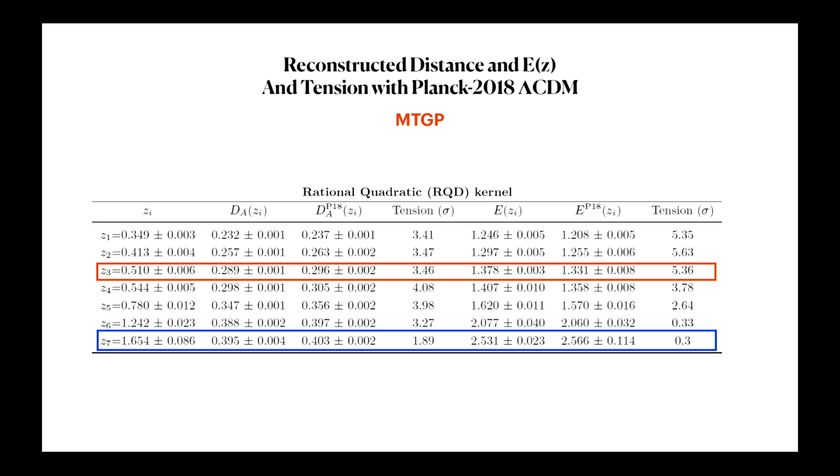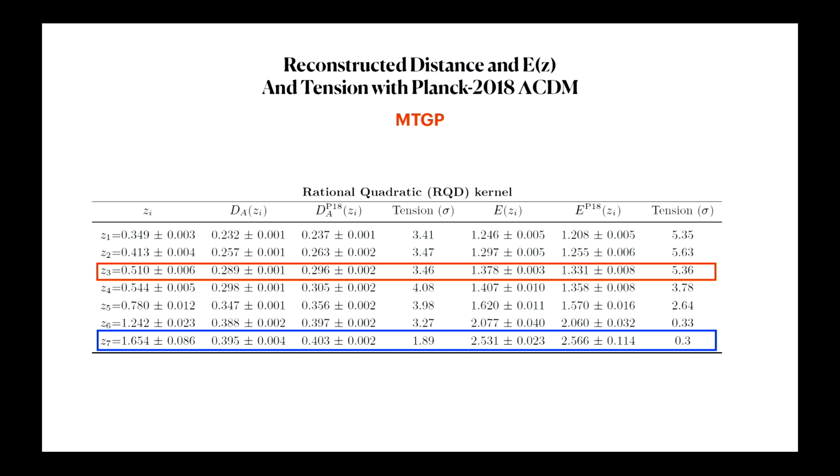So these are the 7 redshifts, and these are the values of DA at those 7 redshifts. These are the Planck values that we can get from the Planck chain. So at these redshifts for this DA, the tension level is basically this, fine. And then we get this reconstruction of E that I showed over there, how you can get H, and then H by H naught you can get E. And these are the values of E and E Planck.